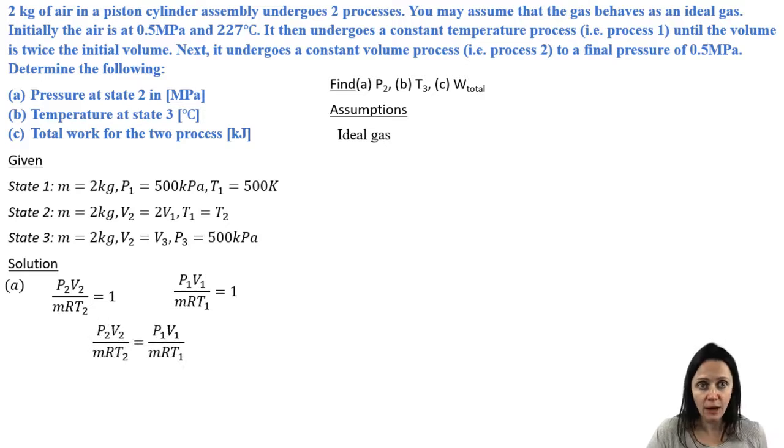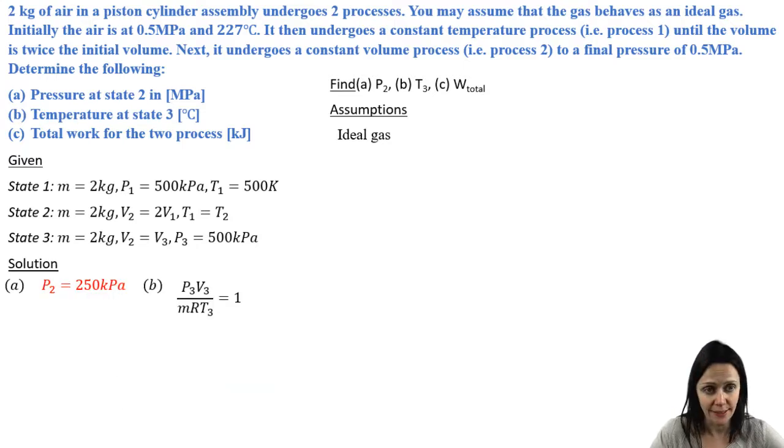The reason this is helpful is because I can cancel some things out. Mass is the same on both sides, the specific gas constant is the same on both sides, and the temperature is the same on both sides. So I cancel things out and I get this nice simplified equation for P2. I don't know V1 over V2, but I do know the relationship between them. So I just plug things in and I see that P2 is 250 kilopascals.